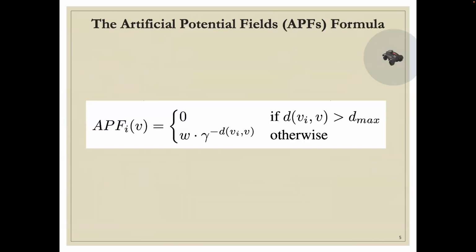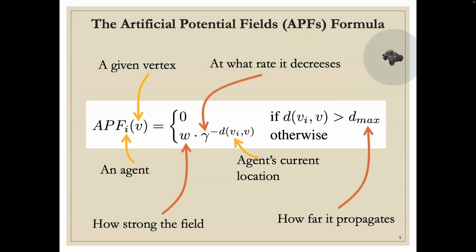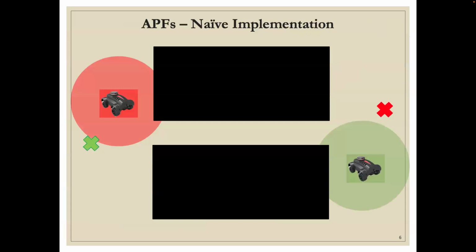So let's define a simple formula for the APFs. For an agent i, we define, for every vertex v, the following formula, where v_i refers to the current location of the agent. To define APFs, we need three basic parameters. W defines how strong the field is, gamma defines the rate of decay, and Dmax defines how far APFs will propagate. Given all these three parameters, we can provide a specific number that represents APFs for every vertex. These are the repulsion forces of the agent. And in the paper, we also show exactly how we define the attraction forces for the targets.